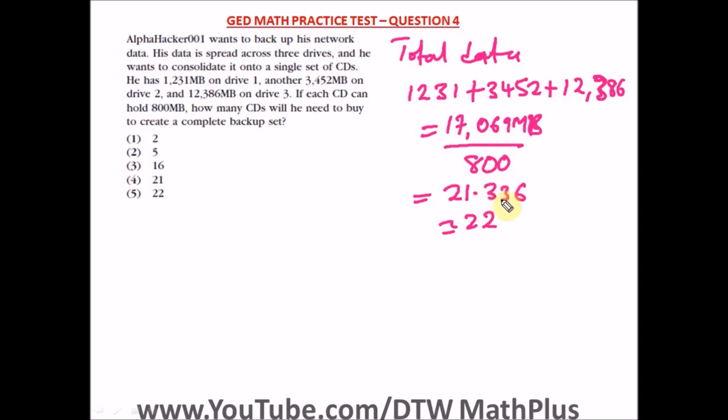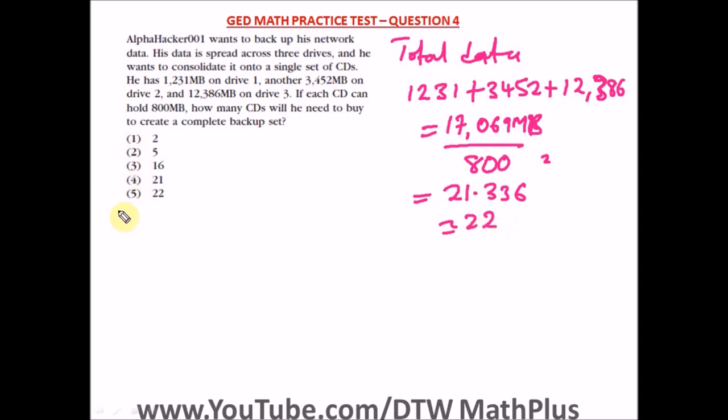I hope you get this, because you can't buy a partial CD. It's like you're going to a computer store to get 21 CDs, then half a CD. No, you won't get that. The question says each CD can hold up to 800 MB, and this 0.336 is telling us that the remaining data is about 336 MB, which is not up to 800 MB, but we have to buy an extra full one so it can contain the 336 MB. Since you can't buy half a CD, it's just a full CD. So you just add 1 to 21 and our answer will be 22.